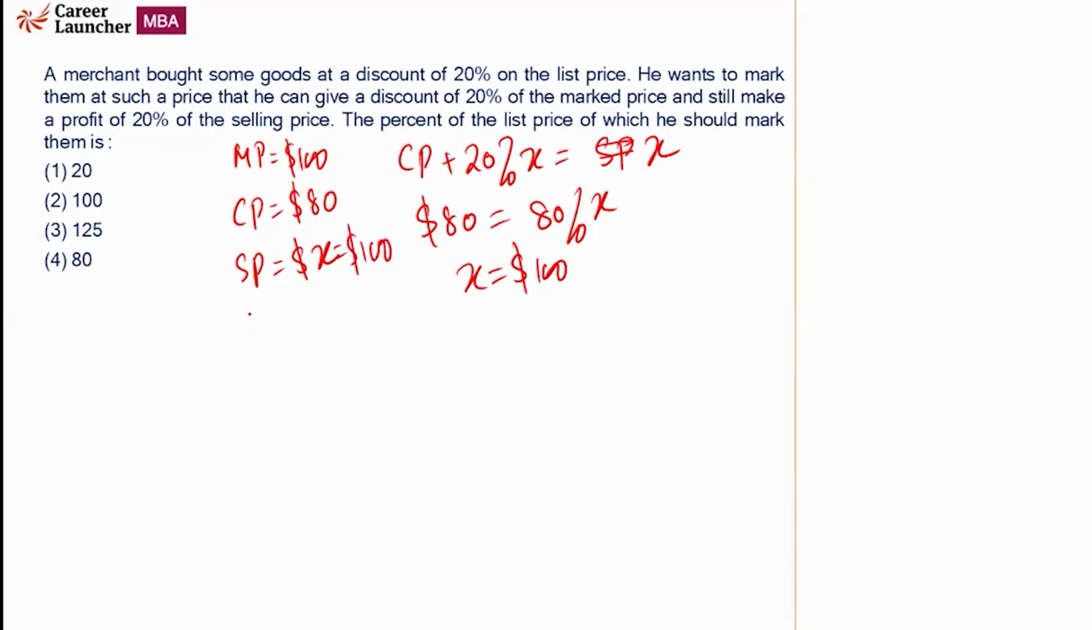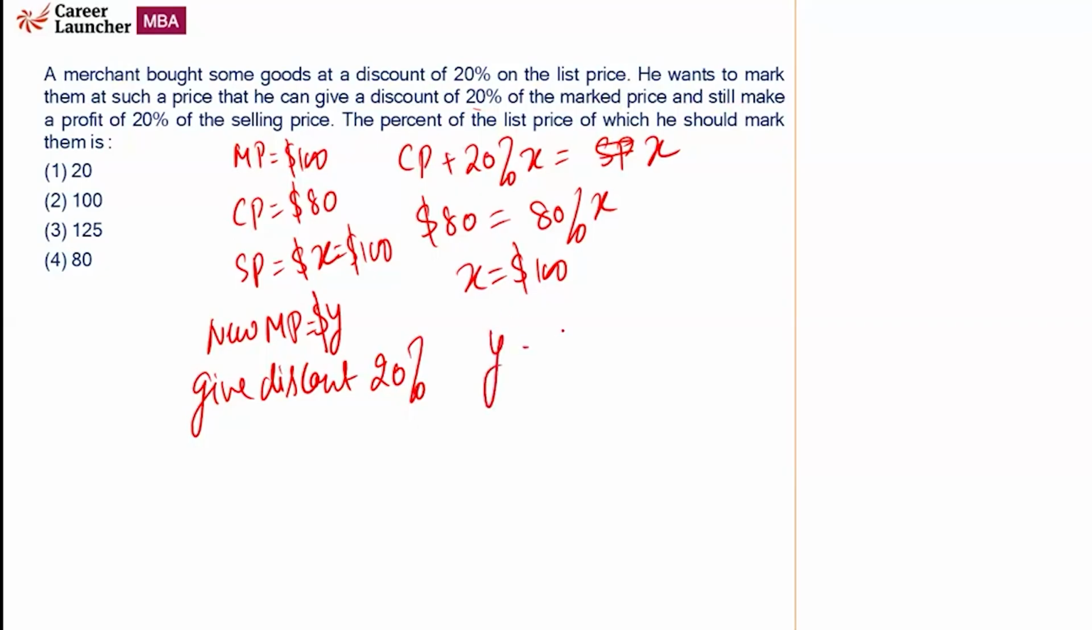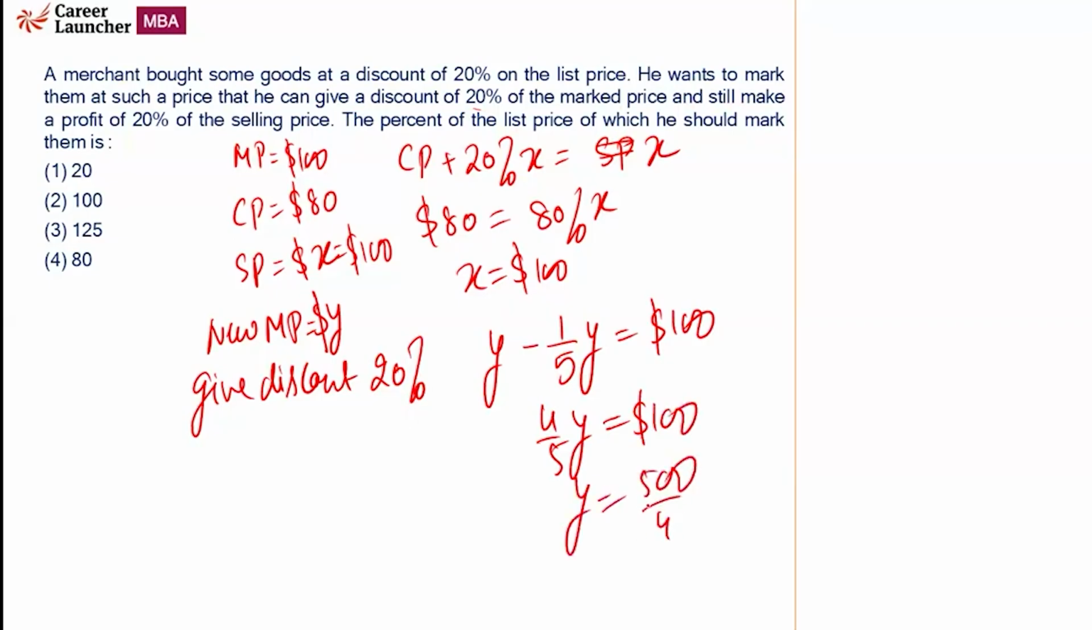ठीक है? Clear? I would say the new mark price is say $Y, but you give discount. कितना discount आप? 20% on it. ठीक है? Are you fine? Because there is a 20% discount on the new mark price and you still make a 20% profit. So I'll say Y minus 20% of Y is equal to $100. So 4/5 of Y is equal to $100. Y comes out to be 500/4, which is $125. ये सबसे आसान तरीका है conventional method में लिखने का, समझने का.